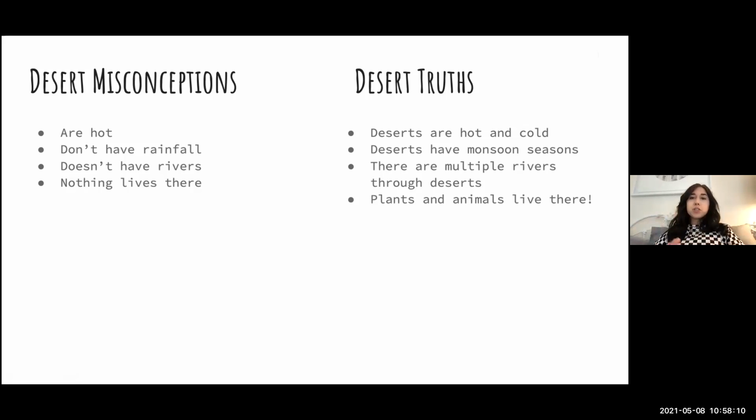And then the desert truths we talked about obviously are deserts are hot and cold. Deserts have monsoon seasons. There are multiple rivers through deserts, and plants and animals live there. And then the kids went on, oh, I love seeing the rabbits or coyotes and things like that.